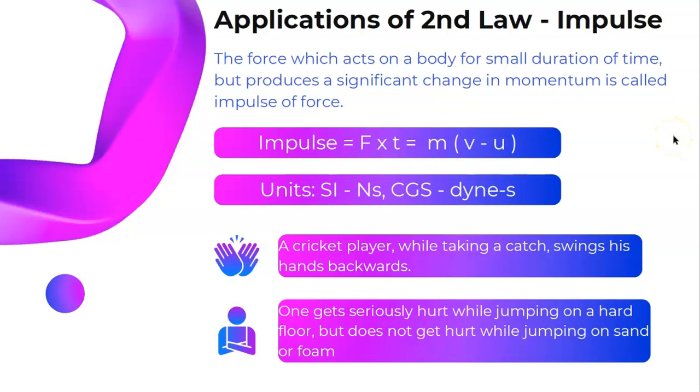The direct application of Newton's second law is the explanation of something that is known as an impulse. We define impulse as a force which acts on a body for a small duration of time but produces a significant change in momentum.